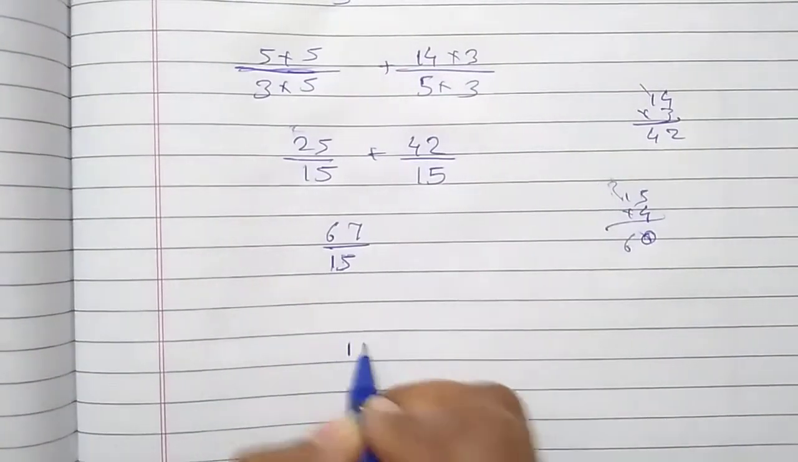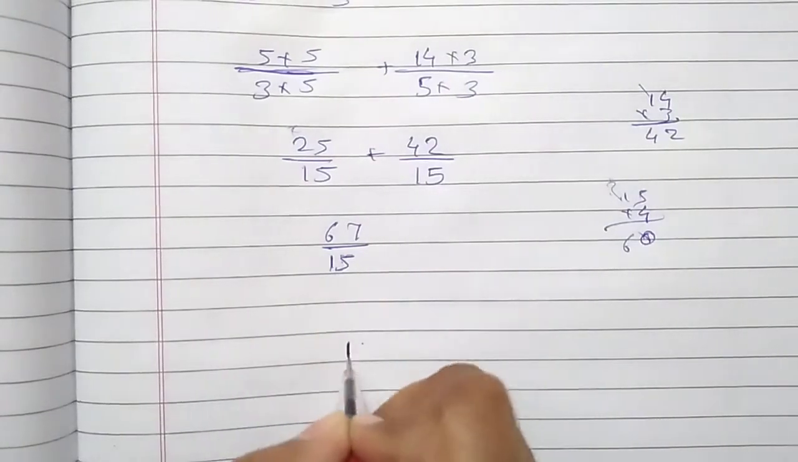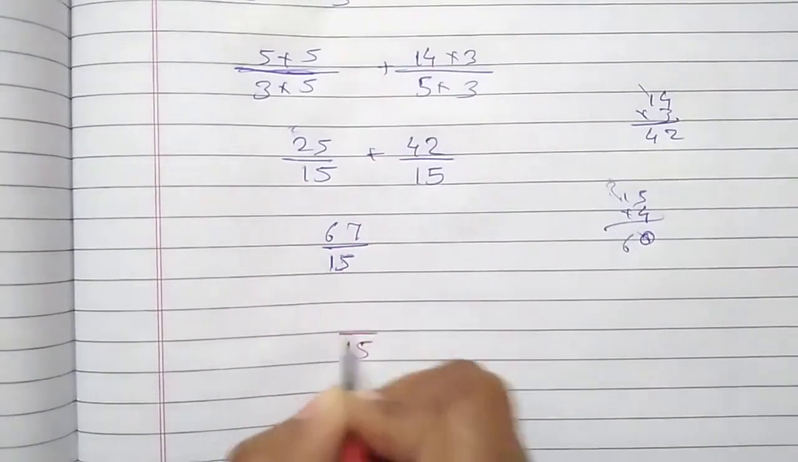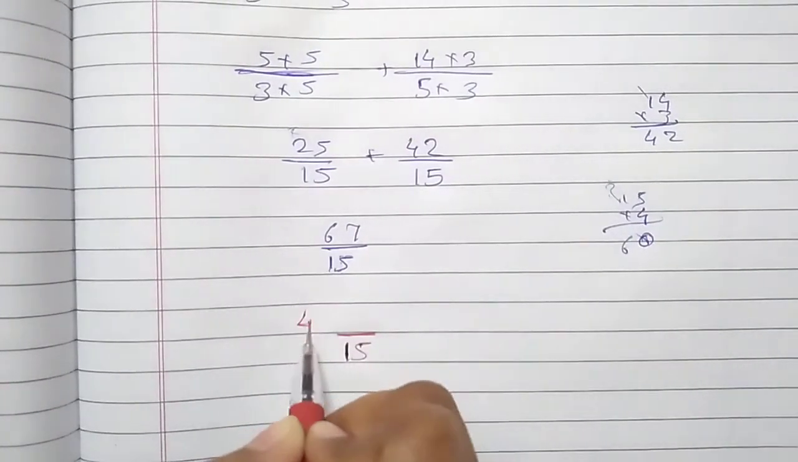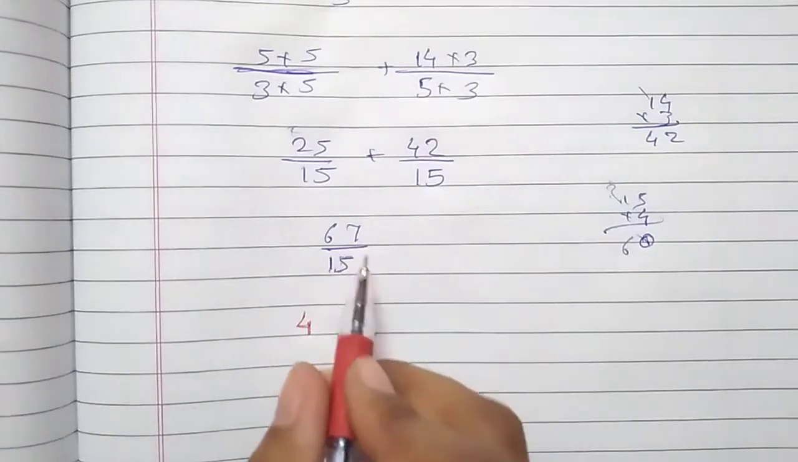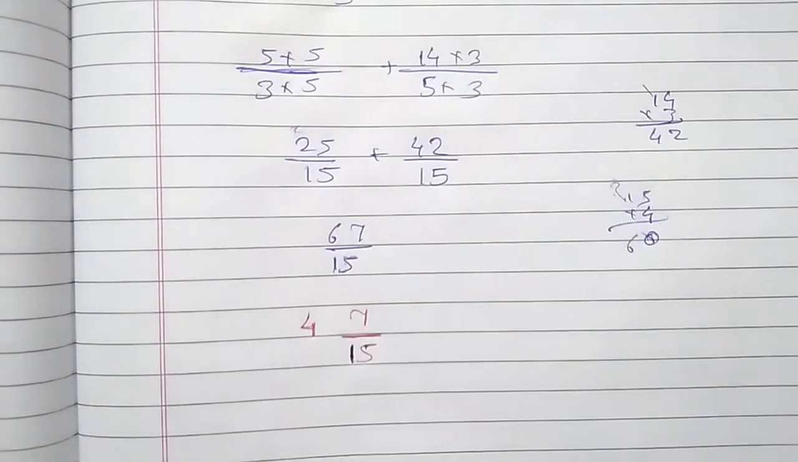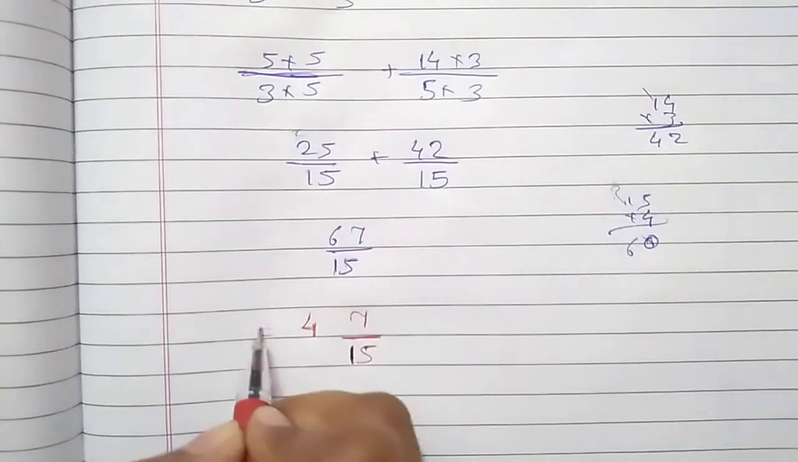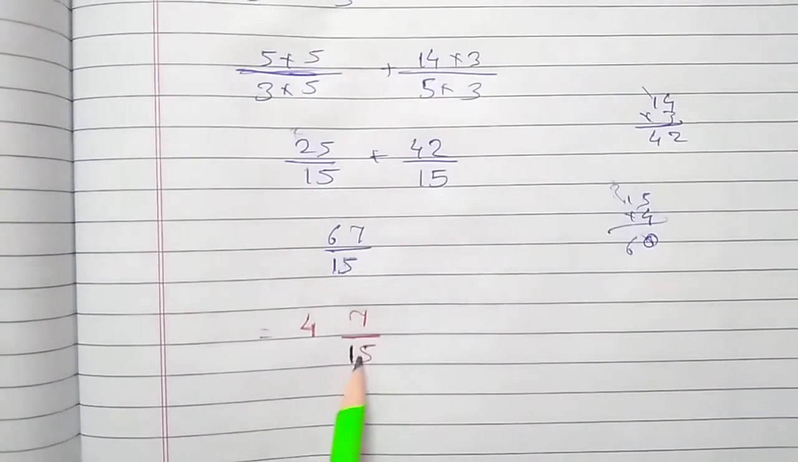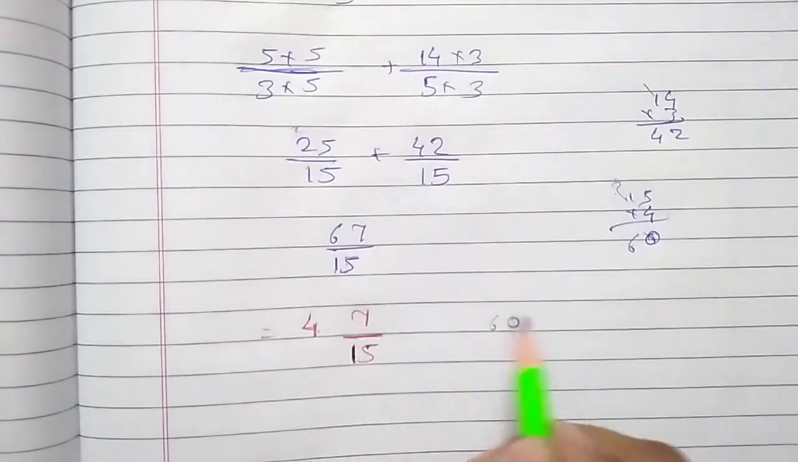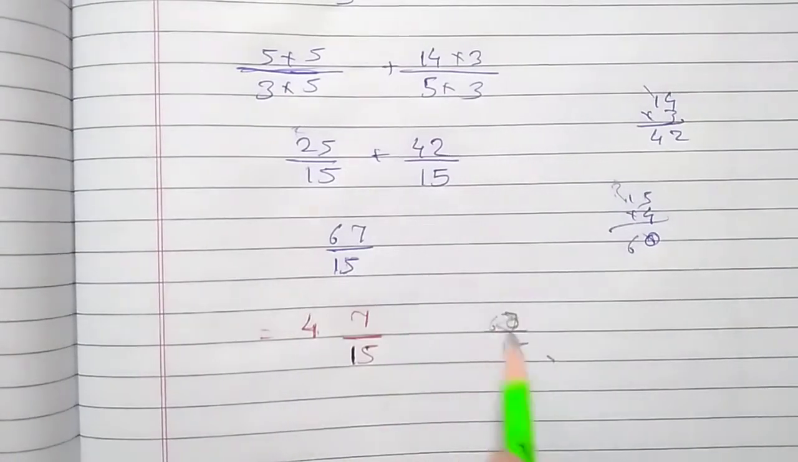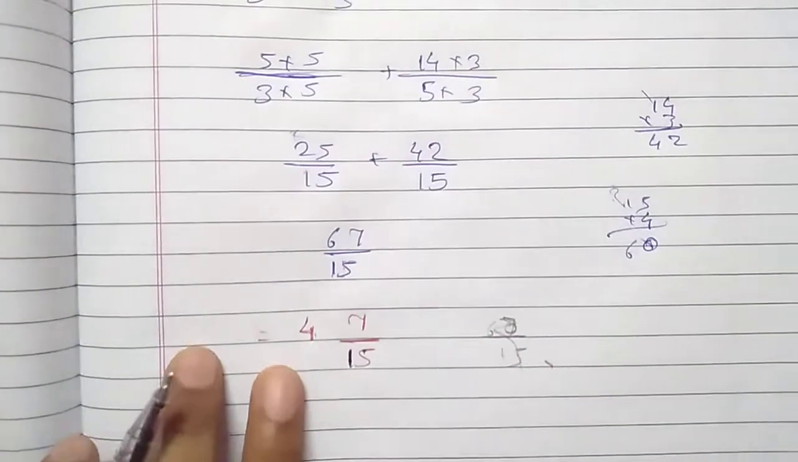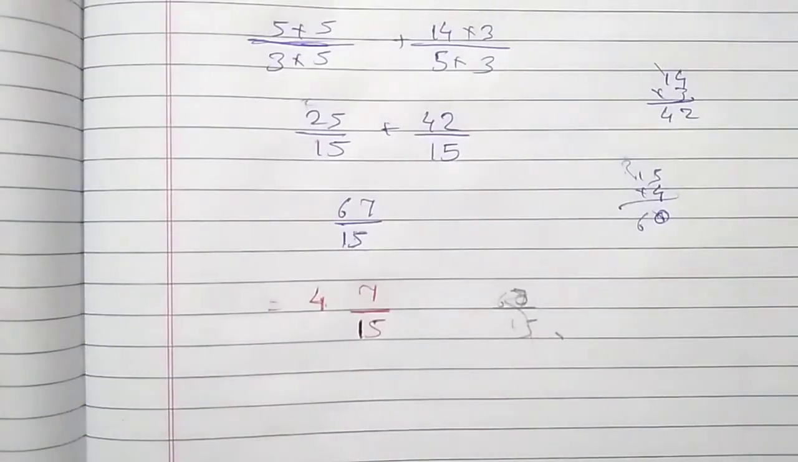See here, 15 as the denominator as it is. Write 15 as the denominator. 15 4s are 60. 60 plus how much? 67. 60 plus 7. This is the answer. See here, 15 4s are 60 plus 7. 4 and 7 upon 15, this form came. Now next one. In addition we have only the fourth one left, same type.